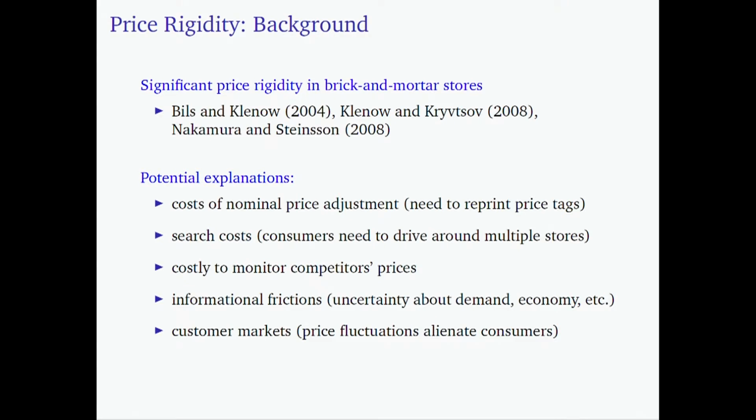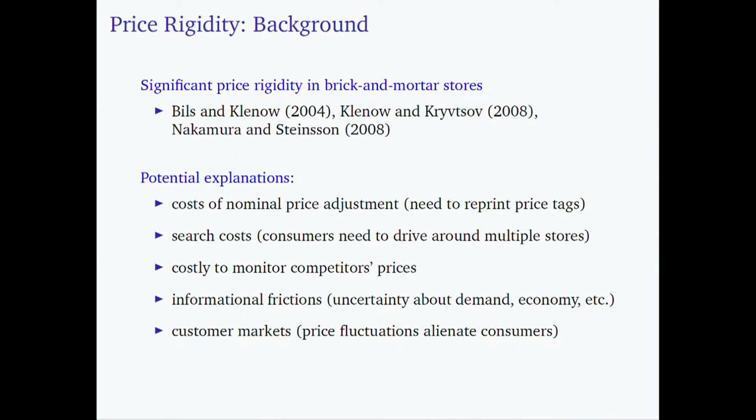An explanation for this, well, obviously, is menu costs, the costs of nominal price adjustments, and search costs. For instance, I don't think many representatives of the Polish National Bank know about prices in Kiev and vice versa. Also, when companies monitor each other's prices, it's costly. There are informational frictions, there is uncertainty about demand in the economy, and there are segmented consumer markets.